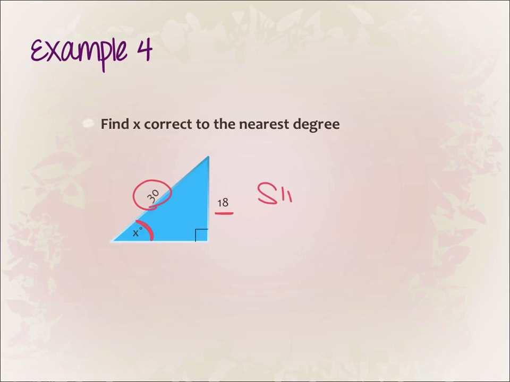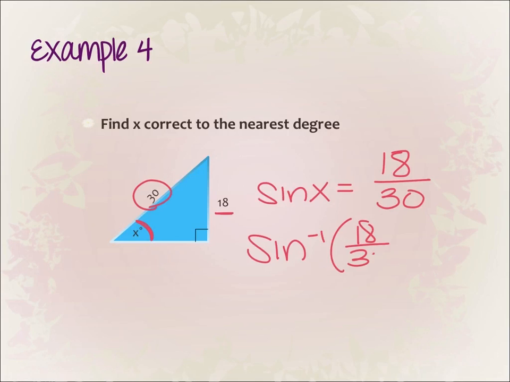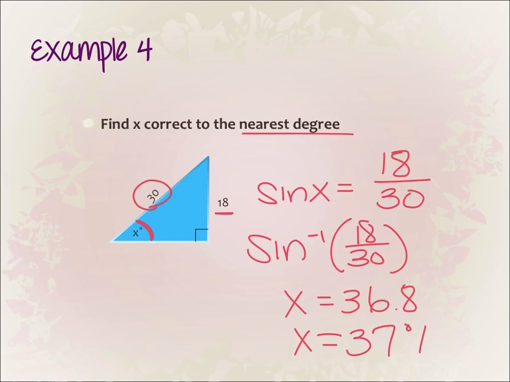So I'm going to say that the sine of angle x equals opposite, which is 18, over the hypotenuse, which is 30. And when you're given the actual ratio and you're looking for the angle, you're going to use the -1 feature. So sine -1 of 18 over 30 would get typed into your calculator just like that. So sine -1, 18 divided by 30. And I end up that x is 36 point, and it says nearest degree. So this is 36.8 degrees, which ends up being 37 degrees.